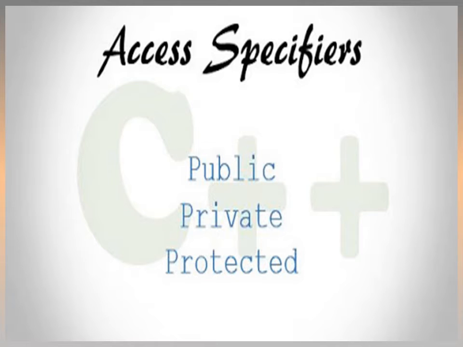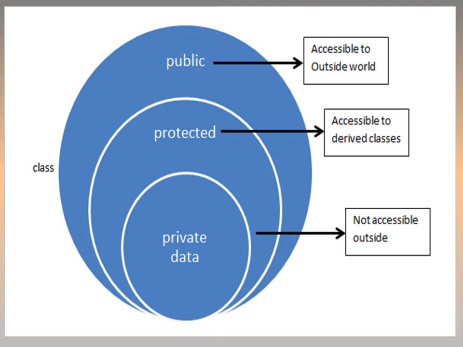Now we are going to discuss the access specifiers. There are three important access specifiers in C++ programming. In C++ programming, a class consists of the access specifiers under which we can declare the data members and member function. In the diagram, public is the access specifier.